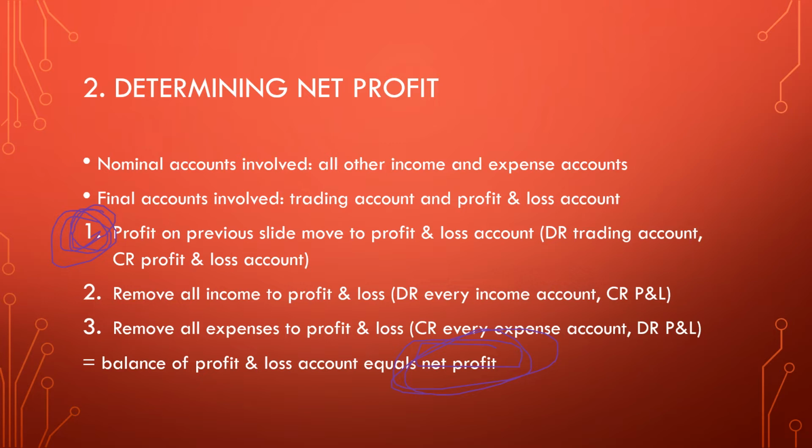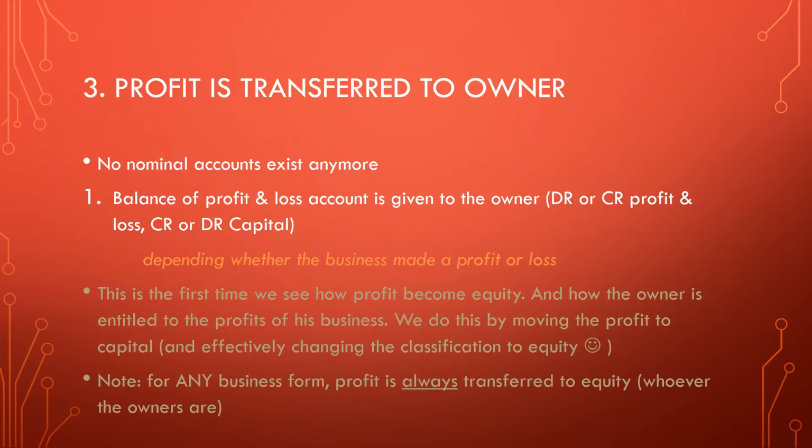That net profit then, over to step number three, is transferred to capital. This is really where you see the profit becoming equity, the profit going to the owner. It's actually quite an important step. You've been waiting your entire semester to actually physically see this in accounting. So we take that profit and loss balance, and we move it to capital.